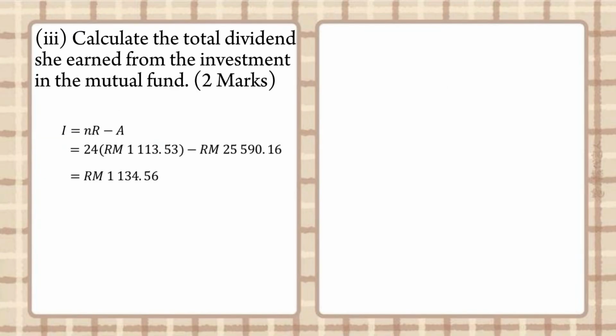For the last question, calculate the total dividend she earned from the investment in the mutual fund. The formula we use here is I equal to NR minus A, where N is 24, R is 1,130 ringgit and 53 cents, minus A, which is 25,590 ringgit and 60 cents. And then we will get 1,134 ringgit and 56 cents.